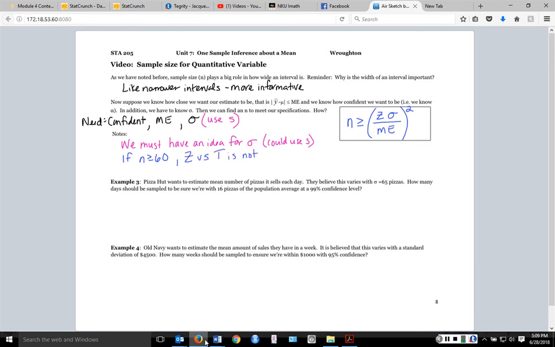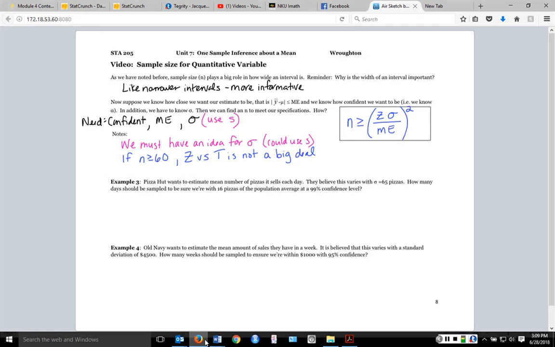If you end up getting a smaller sample size, that generally means it's much more of a concern for us. All right, this seems like a lot, but let's see if, when we apply it to a couple problems, it makes sense. So suppose that Pizza Hut wants to estimate the mean number of pizzas it sells each day.